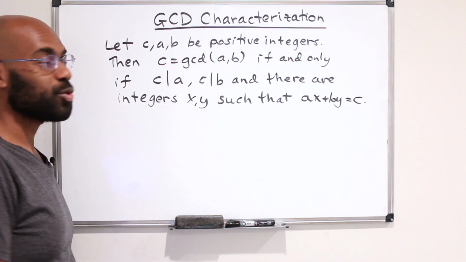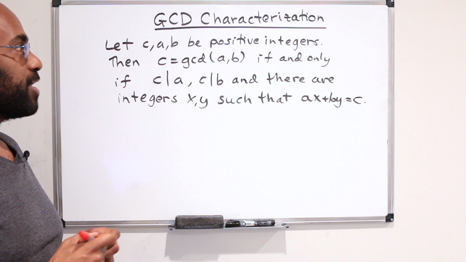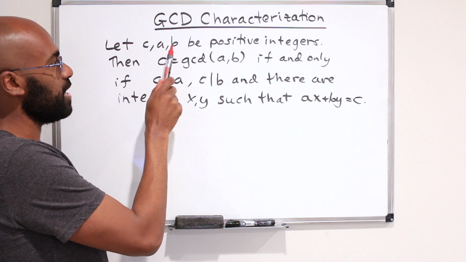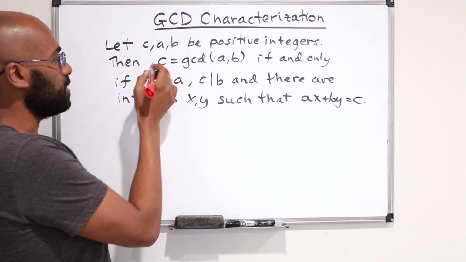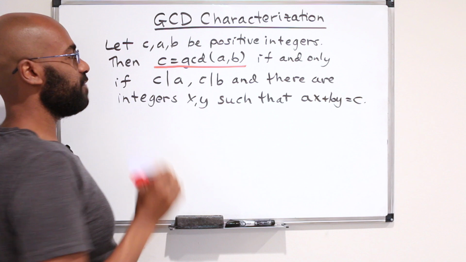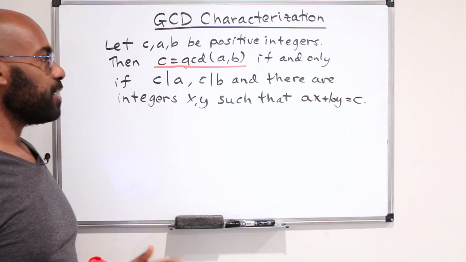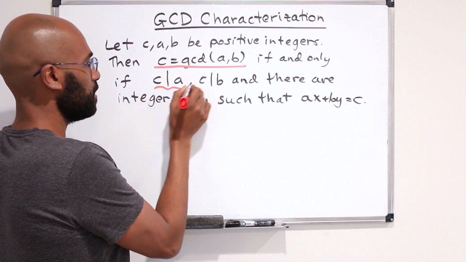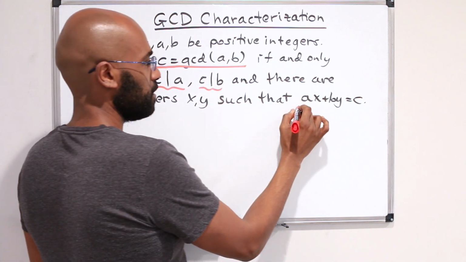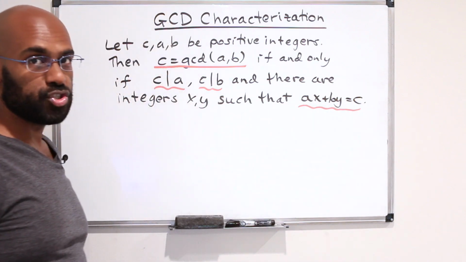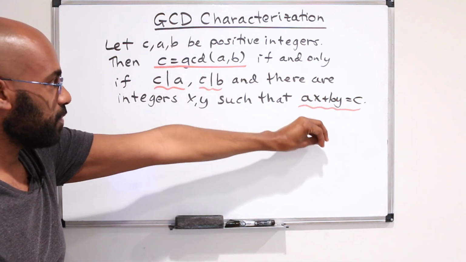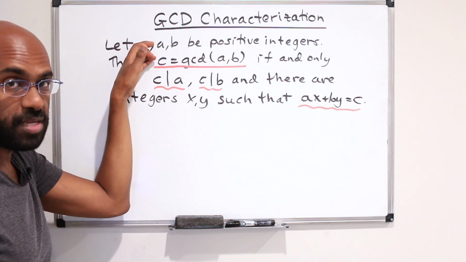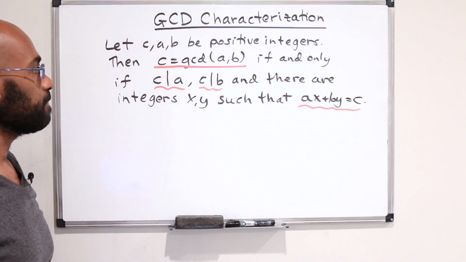Okay, so here's a characterization of the GCD in terms of integer combinations. It says the following: if you have three numbers, C, A, and B, I'll just assume they're all positive, then C is the greatest common divisor of A and B if and only if the following properties hold. C divides A, C divides B, and C is an integer combination of A and B. So these three together imply that C is the GCD of A and B, and C being the GCD of A and B implies all three of these.